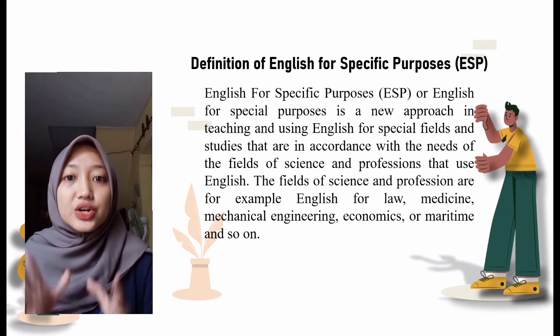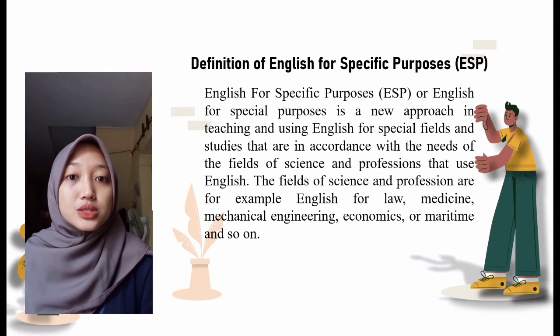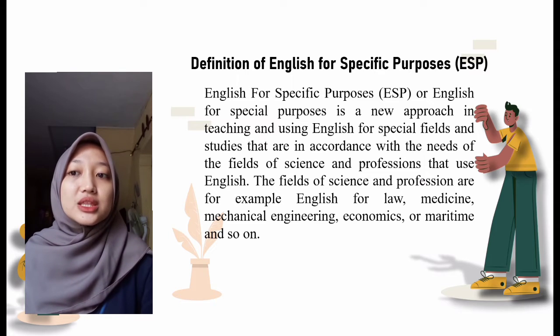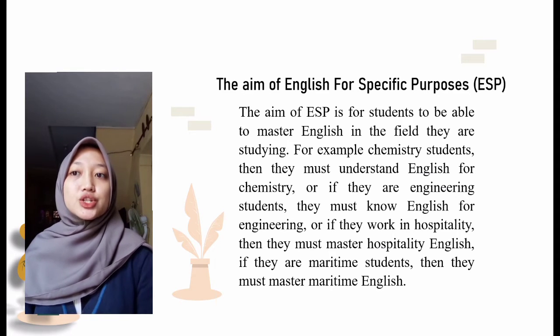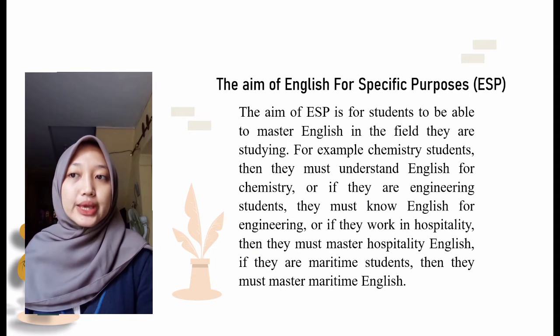Hutchinson and Waters in 1994 argued that learning English for specific purposes, or ESP, is an English learning approach where the things taught and teaching methods are based on the reason why the learner wants to learn English. Okay, for the next is the aim of English for specific purposes, or ESP.